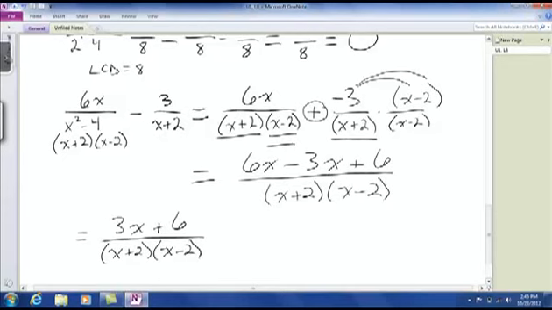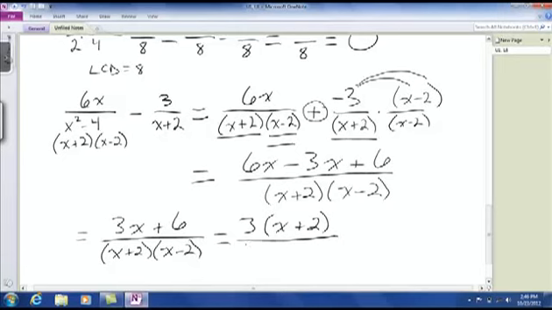Now you might think you're done, but you're not. You know why? You can factor the top of that fraction. 3x plus 6. Both terms are divisible by 3. Let's do it. If I factor out a 3, what does that leave me with? It leaves me with x plus 2. Well, isn't that nice?